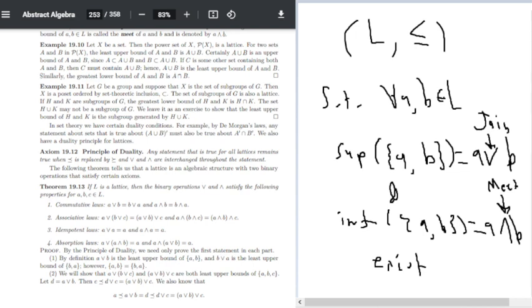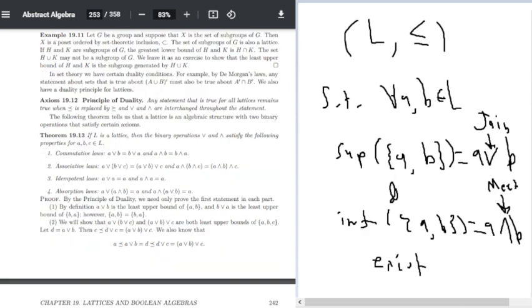In set theory, we have certain duality conditions. For example, by De Morgan's laws, any statement about sets that is true about A union B complement must also be true about A complement cap B complement. We also have a duality principle for lattices. The axiom of duality: any statement that is true for all lattices remains true when less than or equal to is replaced by greater than or equal to, and join and meet are interchanged throughout the statement.